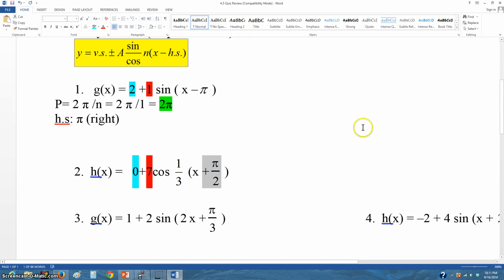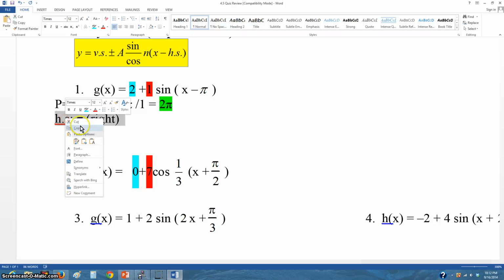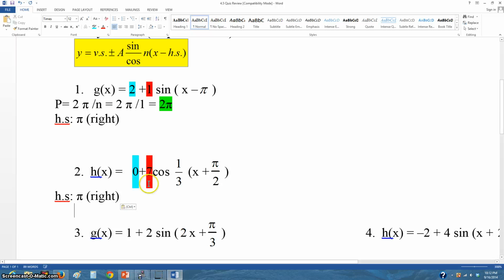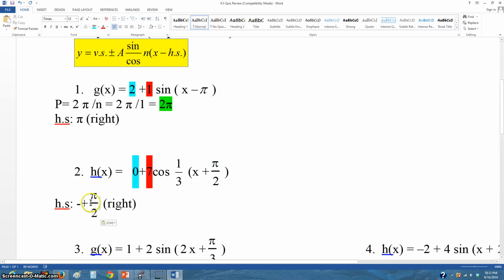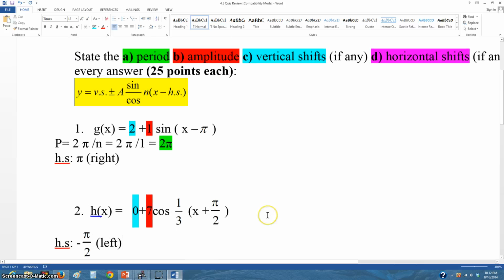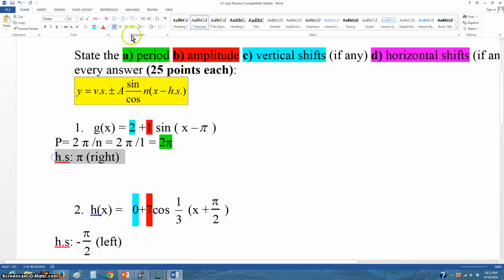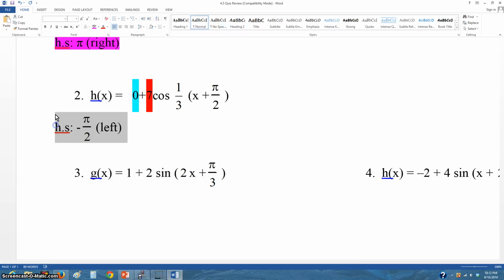So if you notice, the opposite of positive pi over 2 is negative pi over 2. So let's go ahead and say my horizontal shift is actually negative pi over 2. And because it's negative, that means it's actually going towards the left direction. So let's highlight my horizontal shifts. And here's my horizontal shift.